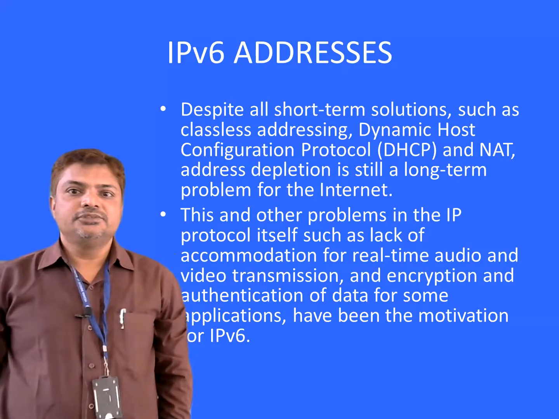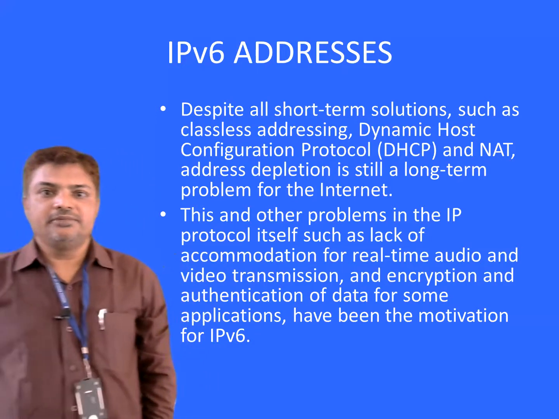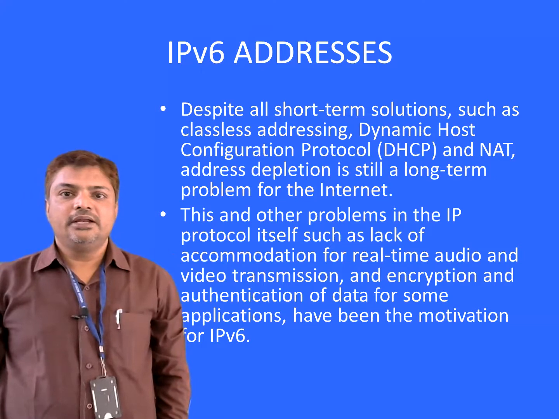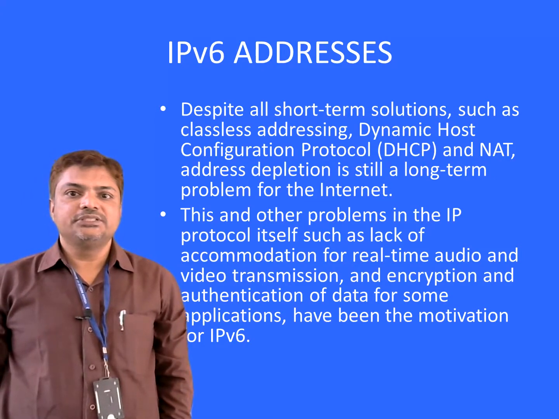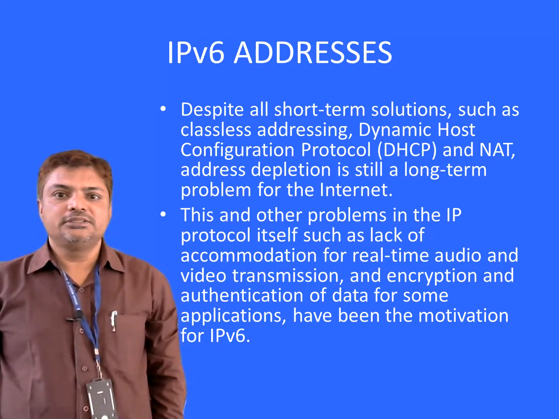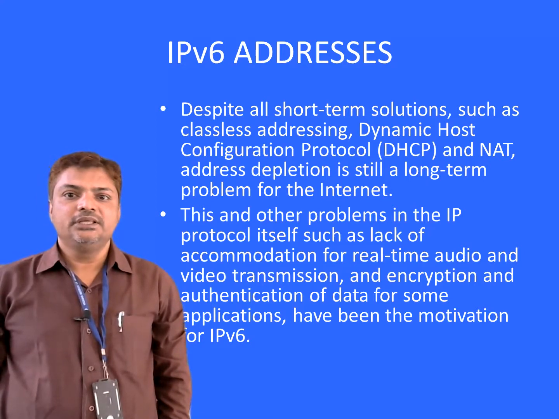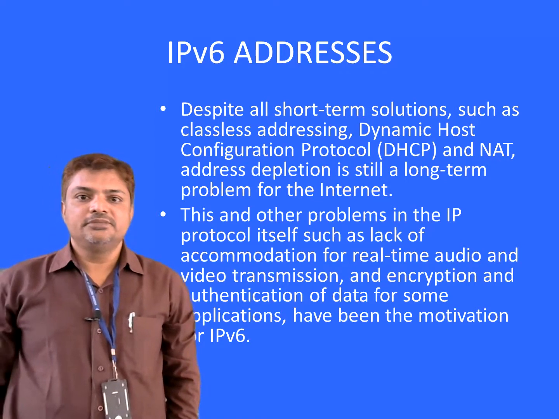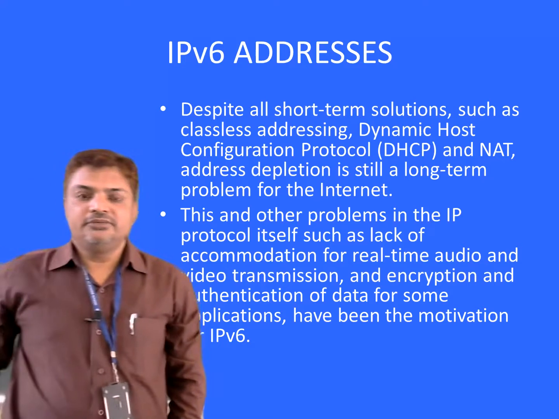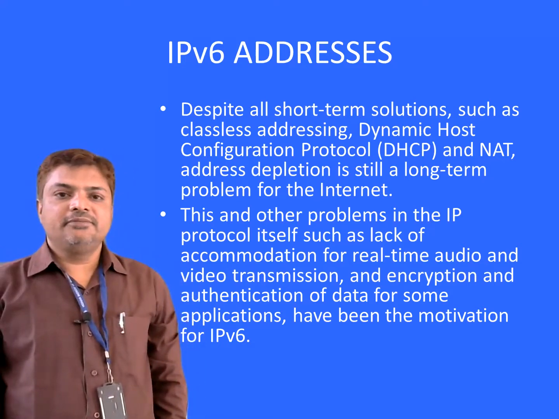Despite all short-term solutions such as classless addressing, dynamic host configuration protocol, and network address translator, address depletion is still a long-term problem for the internet. This and other problems in the internet protocol itself, such as lack of accommodation for real-time audio and video transmission and encryption and authentication of data for some applications, have been the motivation for IP version 6. Real-time audio and video cannot be transmitted using IP version 4 very quickly and easily. That's why IP version 6 has come into picture.